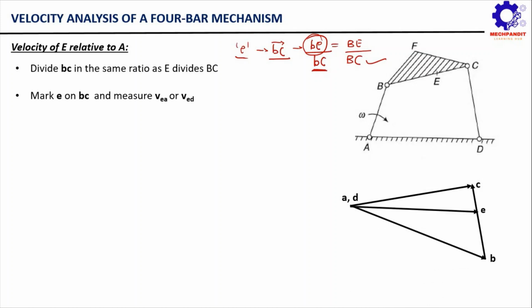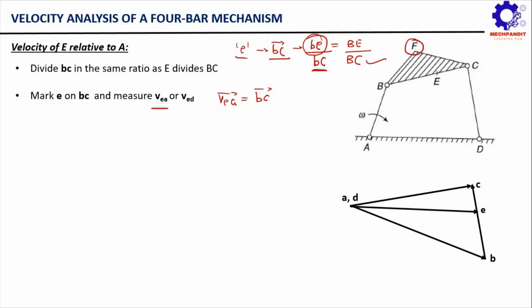Once you do that, let me just mark it quickly. Now it's very obvious what you have to do to calculate the velocity of point E relative to A, or you can say the absolute velocity of point E. You simply join point small a with point e, and you just measure this length from the vector diagram. That will simply give you the absolute velocity of point E, correct? So VEA vector is simply equal to what? BC vector.